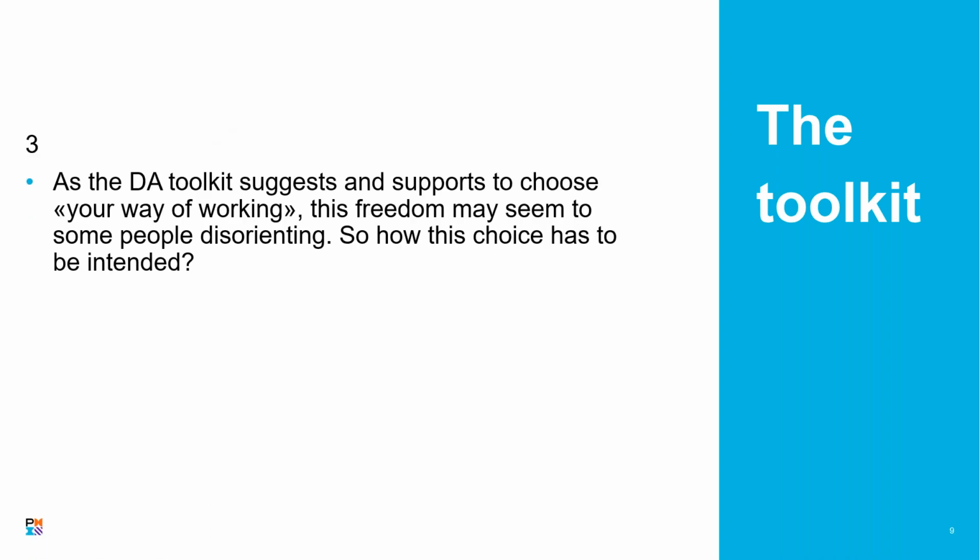Okay, Dario again. As we know, Disciplined Agile toolkits suggest and support choosing your way of working, which is relatively new. Maybe it's quite an interesting aspect. But this freedom may seem to some people a bit disorienting. So how does this freedom of choice have to be intended, and maybe compared to which reference?